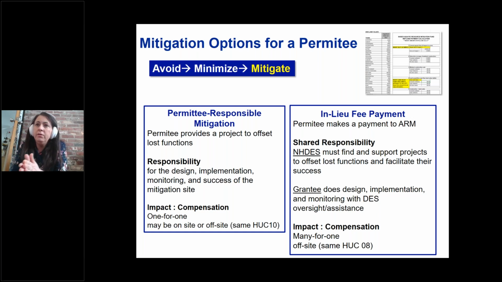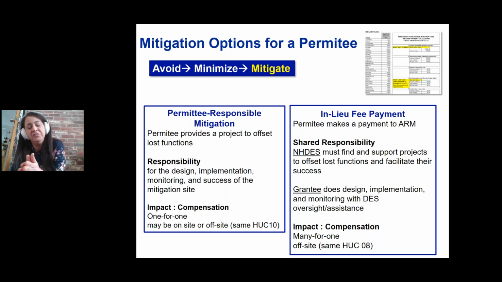The second option, the ILF payment. I'm sure everyone on this call knows about the Aquatic Resource Mitigation Fund that we have as our ILF program in New Hampshire. For an ILF payment, the responsibility has been shifted away from the permittee now, and the responsibility is now shared between NHDES, whose responsibility it is to find and support projects that are going to offset the lost functions and facilitate their success.